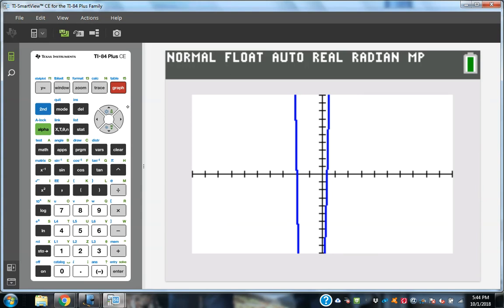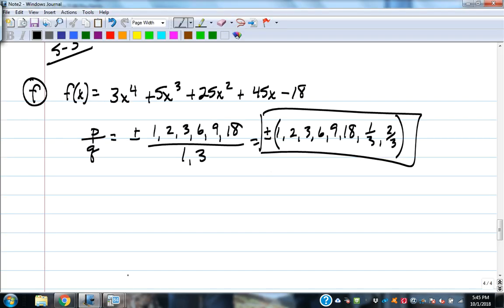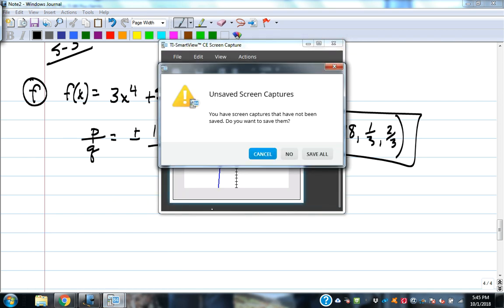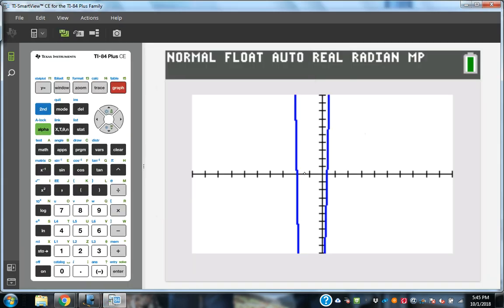Looks like it's crossing at -2. And what could that fraction be? Could be 1/3 or 2/3. It looks closer to 1/3 to me. So I think that's the one we'll use when we get to that. So which one's easier, the fraction or the non-fraction to do synthetic with? The non-fraction. So I'm going to use the -2 first with my synthetic.